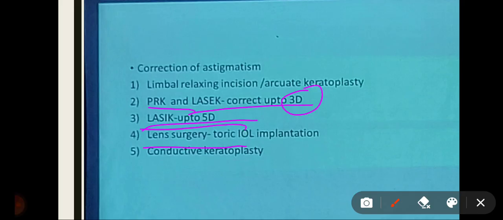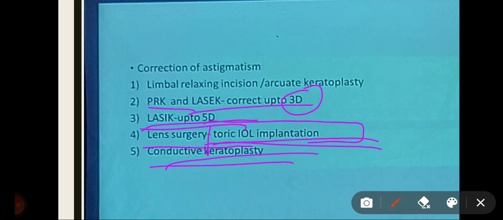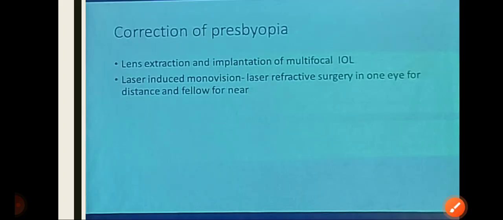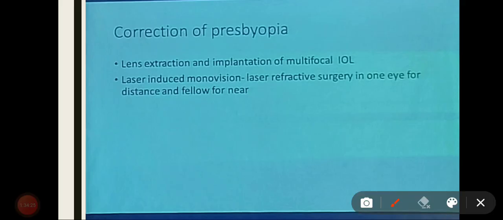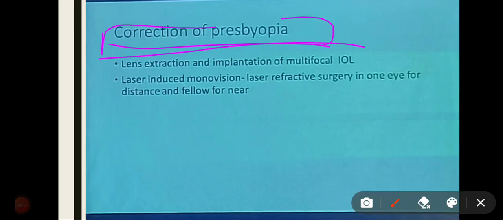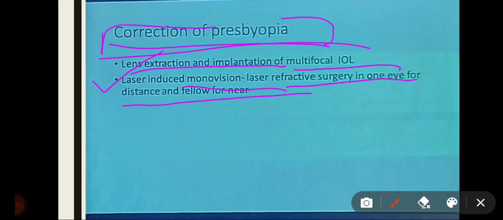Lens surgery, toric intraocular lens implantation, and conductive keratoplasty are also used. And these are the corrections for presbyopia. For correction of presbyopia, lens extraction and implantation of multifocal intraocular lenses are used, and laser-induced monovision, or laser refractive surgery in one eye for distance and the fellow eye for near.